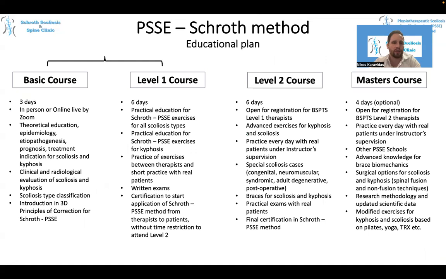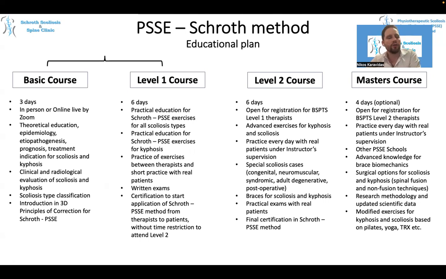Here we have our educational plan. So we have the basic course, which is 3 days, could be done either in person or online live by Zoom with a teacher. And we have the theoretical education. We learn a lot of things about epidemiology, etiopathogenesis, prognosis, treatment indication for scoliosis and kyphosis. We have clinical and radiological evaluation of scoliosis and kyphosis. The classification that we use in our school, and an introduction in the 3D principle of correction for PSSE-Schroth method.